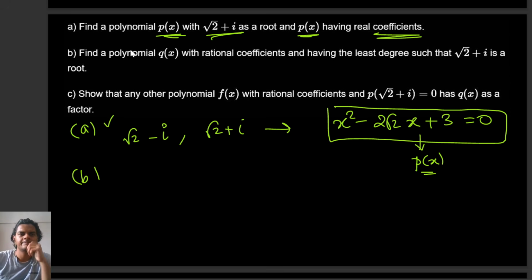Let's go to B. Find a polynomial q of x with rational coefficients. Here we just needed real. Here we need rational. Root 2 also cannot work, right? So having least degree such that this is a root.